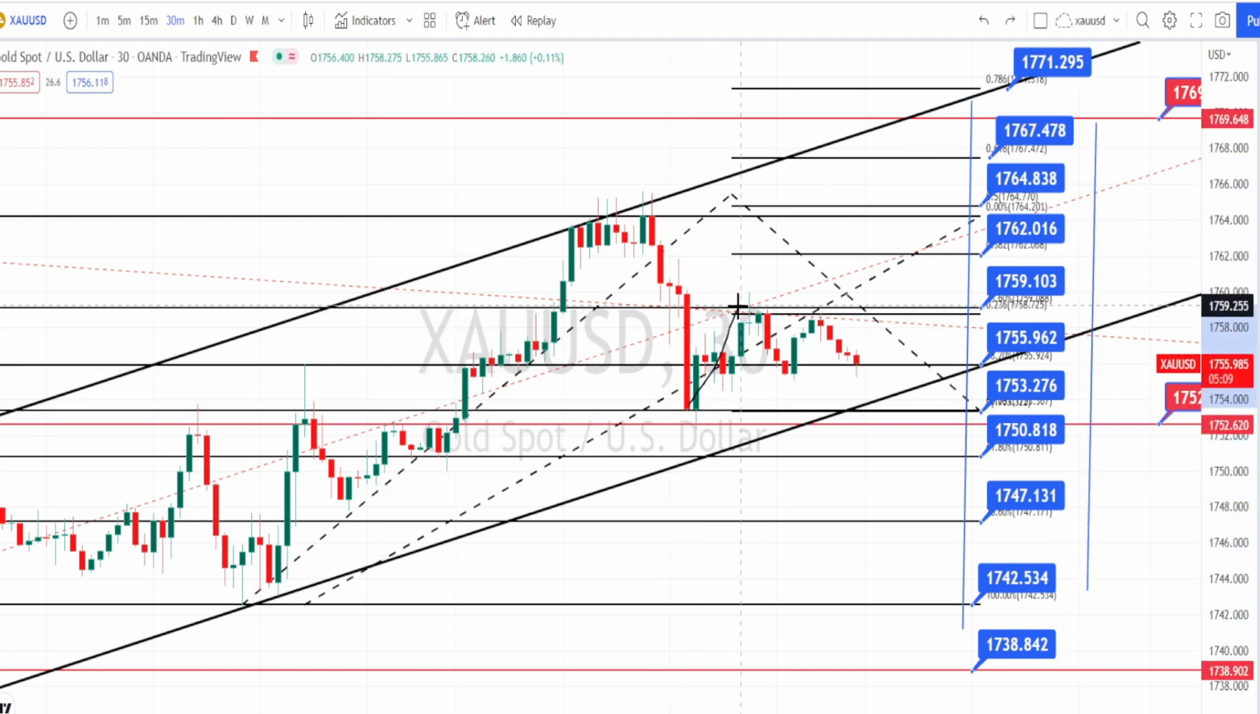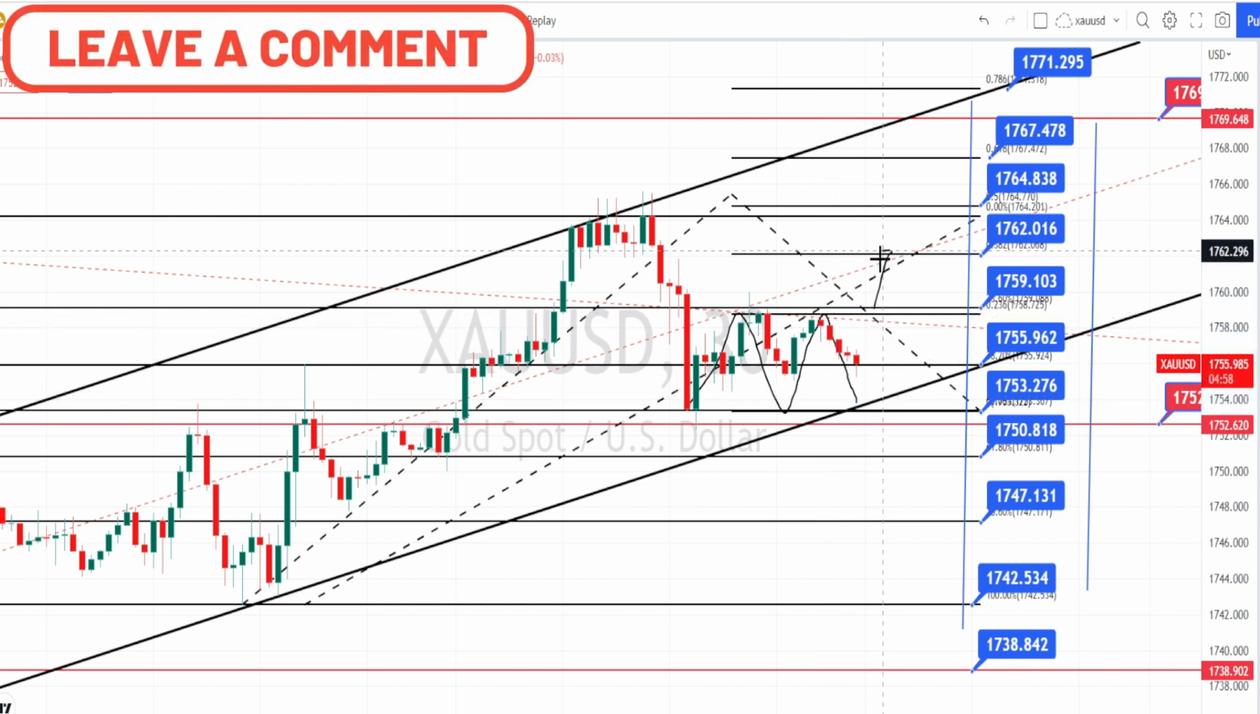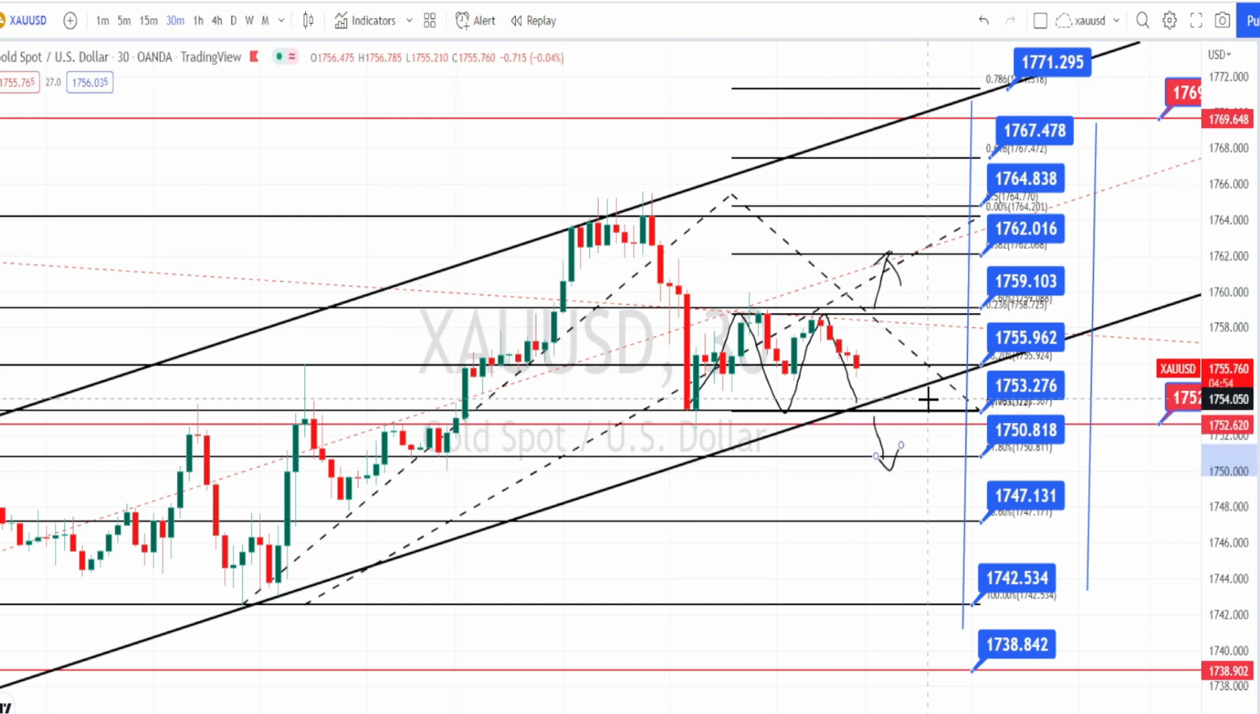Currently the price action in 30 minutes time frame is trading between the resistance level of 1759 and support level of 1753. Wait for the directional breakout on the bullish side or on the bearish side in order to take a directional trade in 30 minutes time frame.